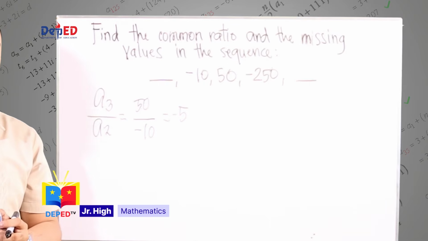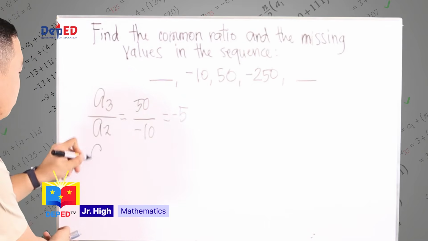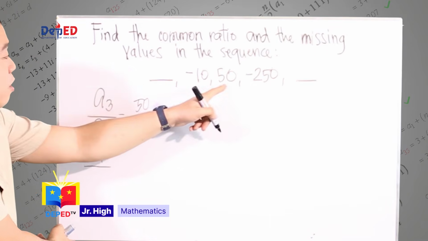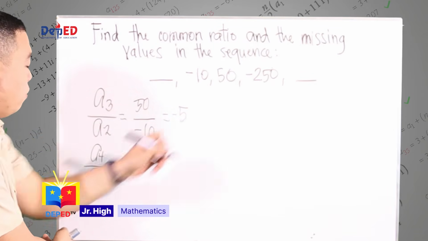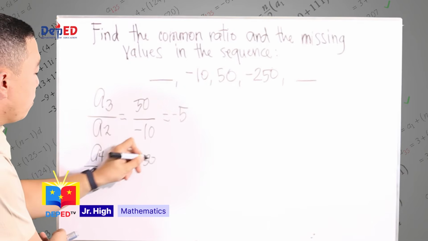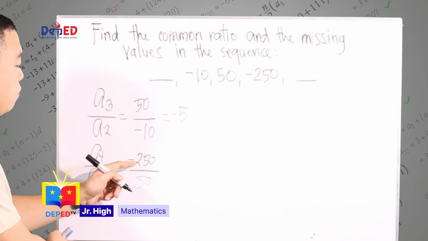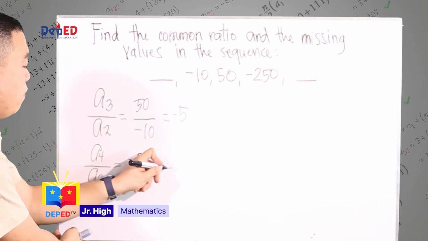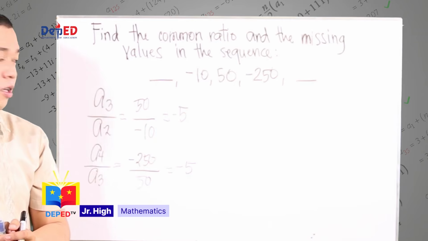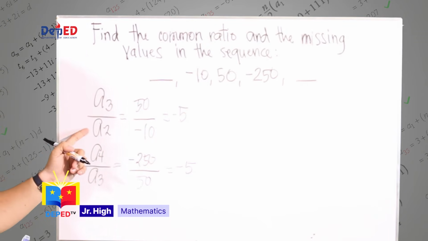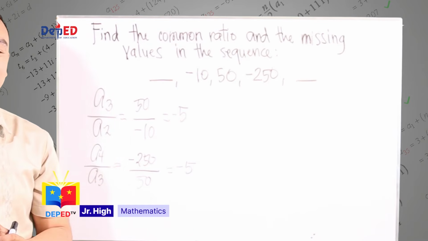To confirm whether we have the same common ratio, we will try the fourth term, a sub 4, which is negative 250, divided by the third term, which is 50. Negative 250 divided by 50 will give us negative 5. See? If you use a sub 3 divided by a sub 2 or a sub 4 divided by a sub 3, you will get the same common ratio.